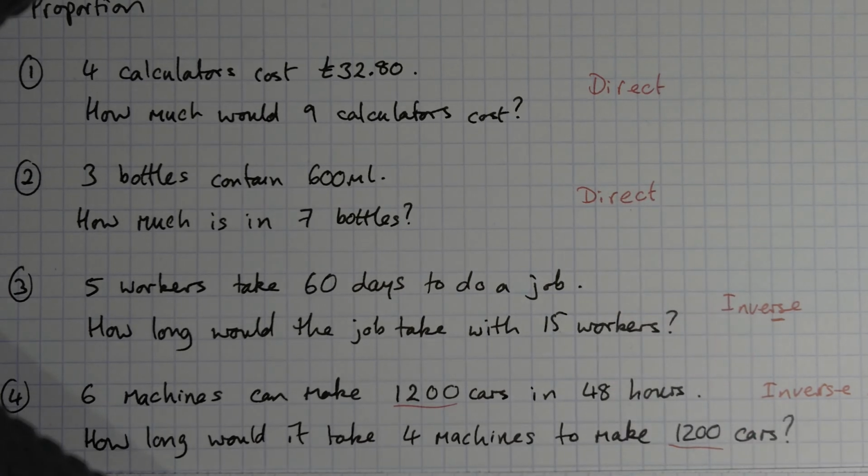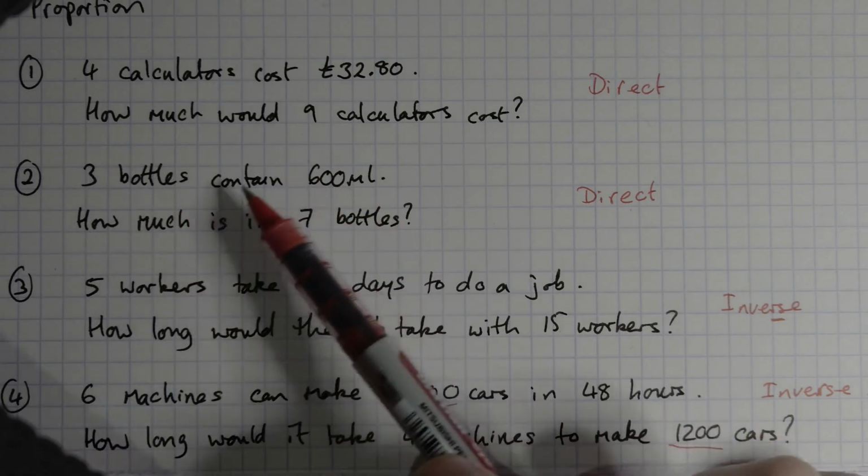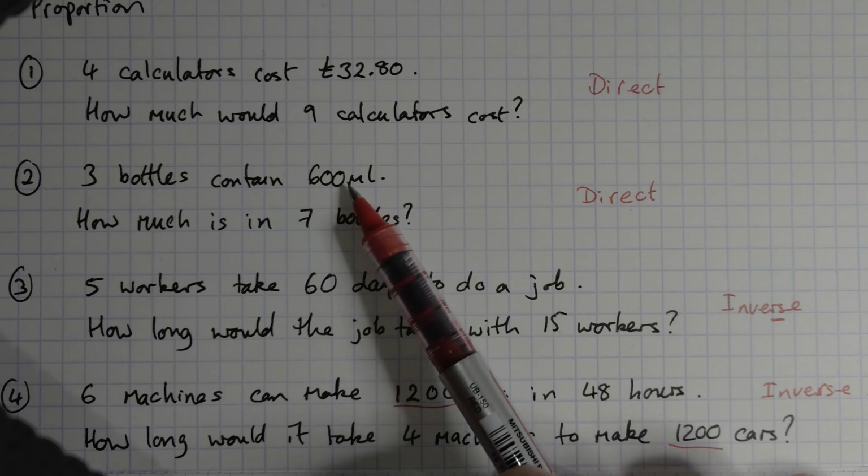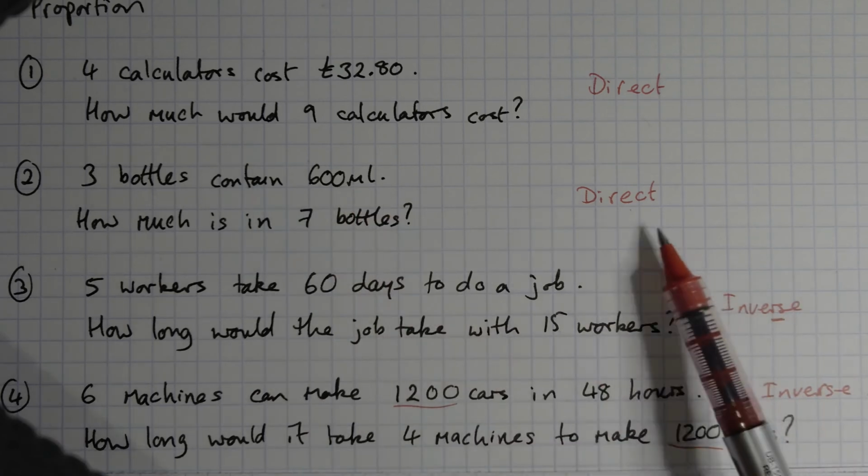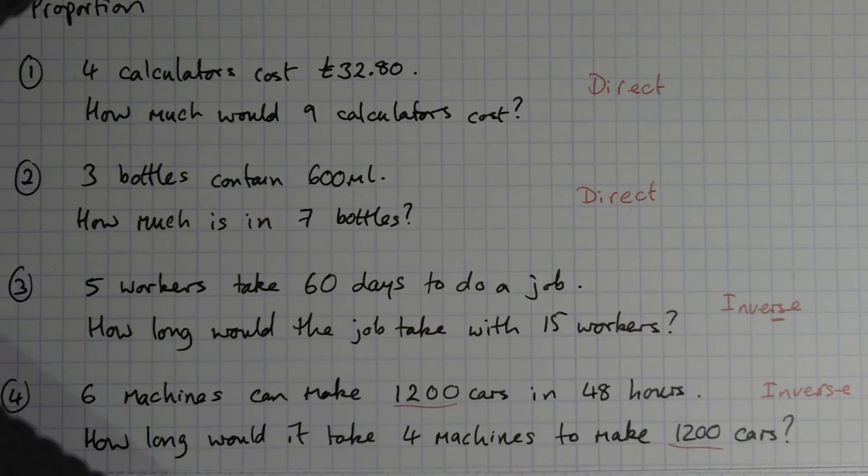That's what's meant by direct proportion. As one goes up, the other goes up. If one goes down, the other goes down. So if I bought fewer bottles, if I only bought 2 bottles, that would only be 400 millilitres, wouldn't it? So as one goes down, the other goes down. That's direct proportion. Whereas in number 3 and 4, the situation was different.